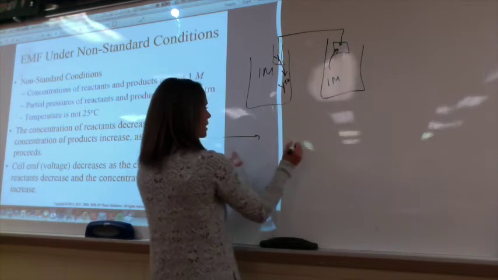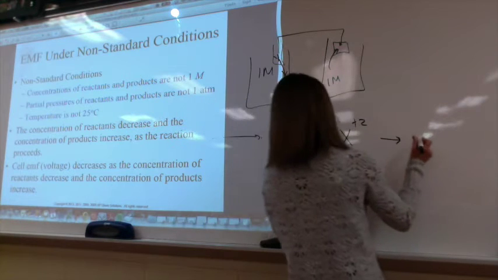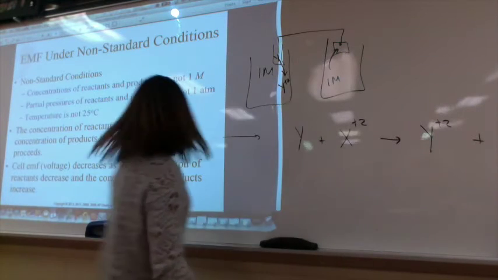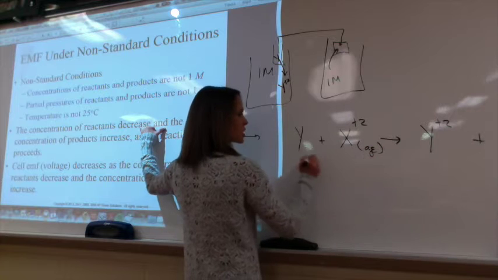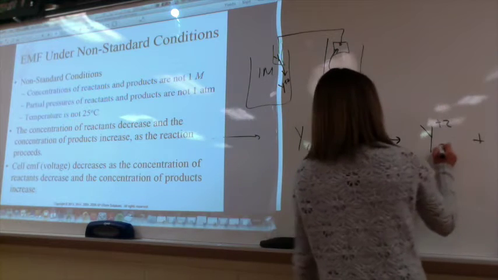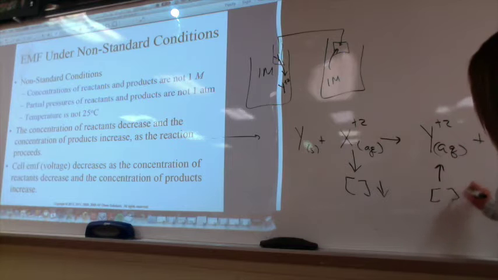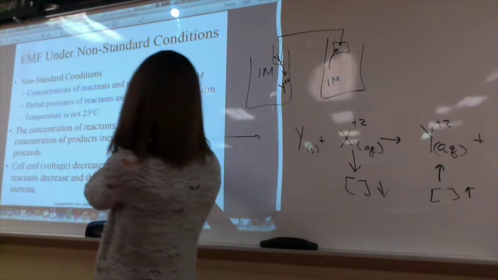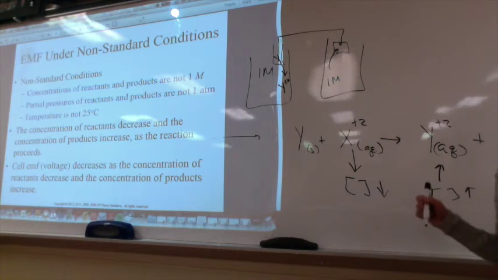I want to show you what I mean by this. Say I have Y plus X plus 2 going to Y plus 2 plus X solid. If I say the concentration of the reactants decreases, this is the aqueous concentration, and this is the solid. So in this one, the concentration decreases. And in this one, since this is aqueous and this is my solid, this concentration increases. Following that? That's what it's saying: the concentration of the reactants decrease and the concentration of the products increase as the reaction proceeds. Concentration is the aqueous portion.